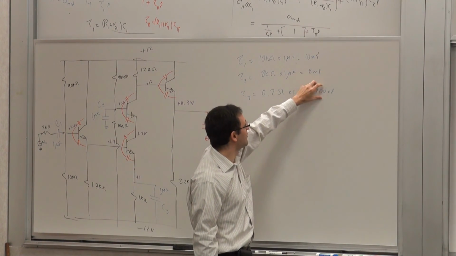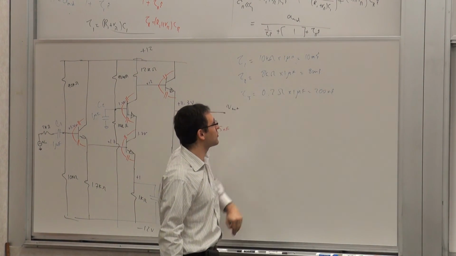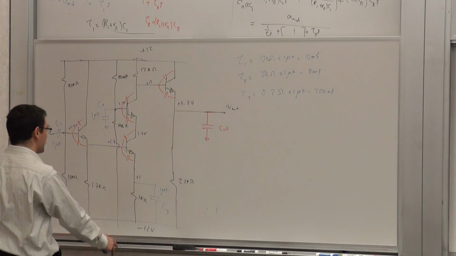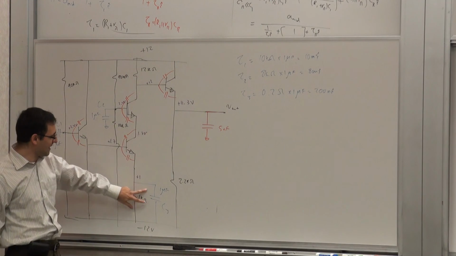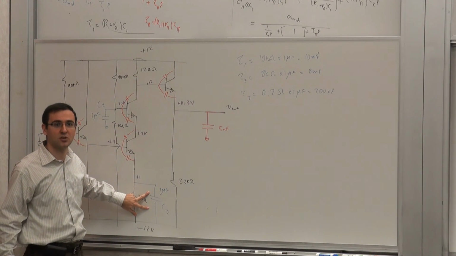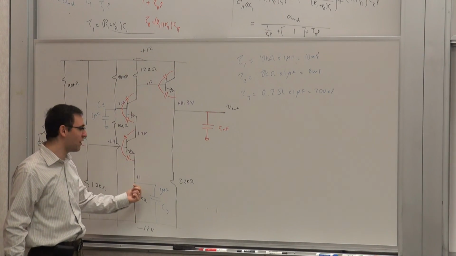Right? So in the sum, this will dominate. This will have no effect. That's why this guy is typically much larger than that guy. These capacitors, bypass capacitors, have to be much larger than the decoupling capacitor because they see much smaller resistance.